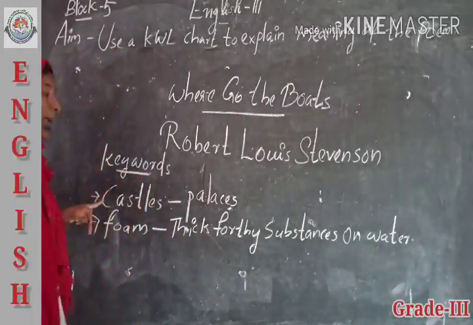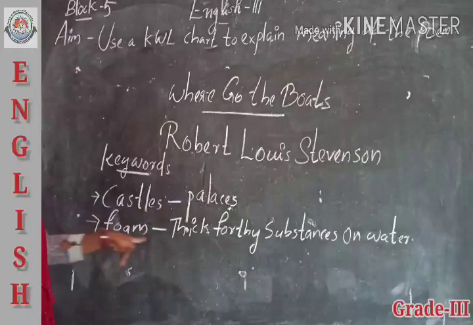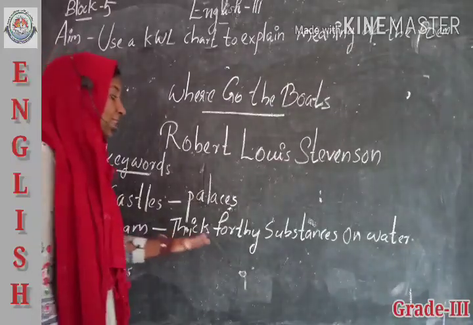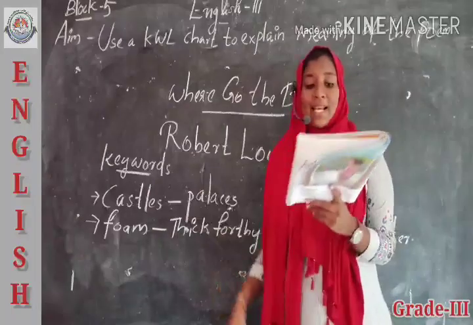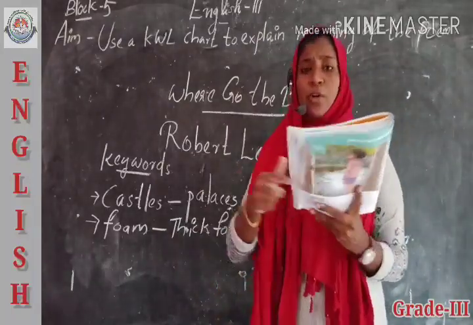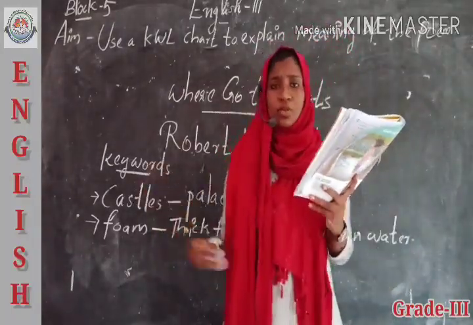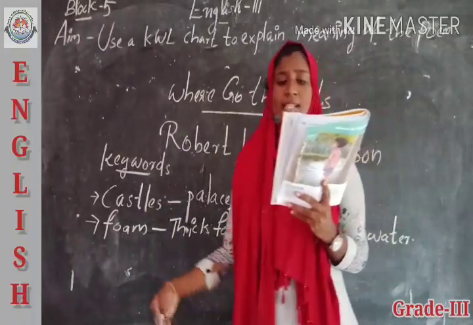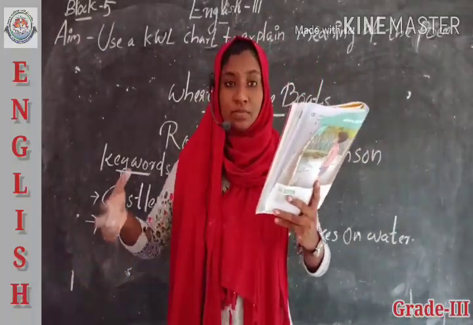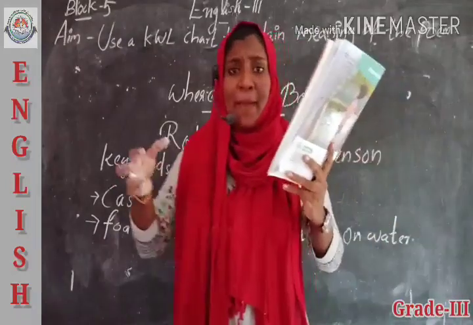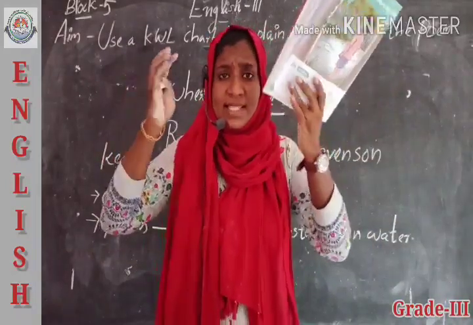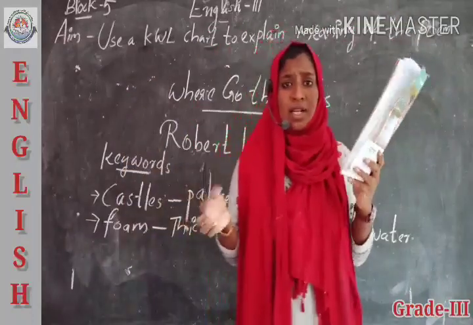So you have to write those keywords in your notebook with meaning, okay? Foam means a thick, frothy substance on water, and castles means palace. So the boy could find green leaves floating on that water and castles of foam. That means he can see many castles on every side of the water.